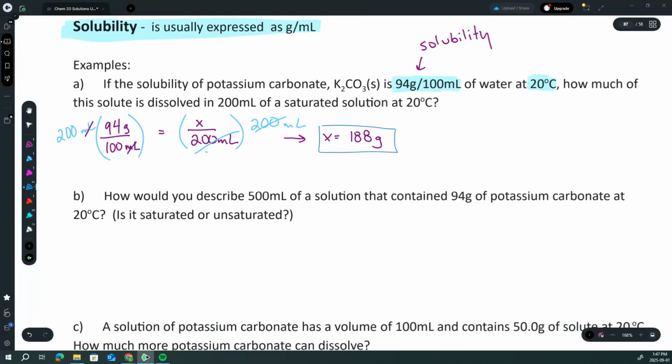All right, for the next question, how would you describe 500 milliliters of a solution that contained 94 grams of potassium carbonate at 20 degrees Celsius? So what they're asking is for us to say, okay, is it saturated or unsaturated?